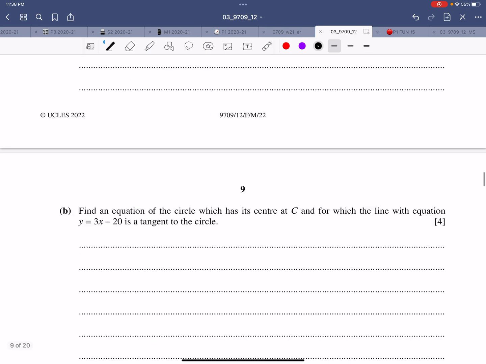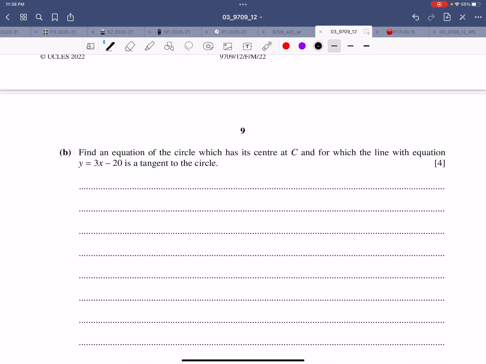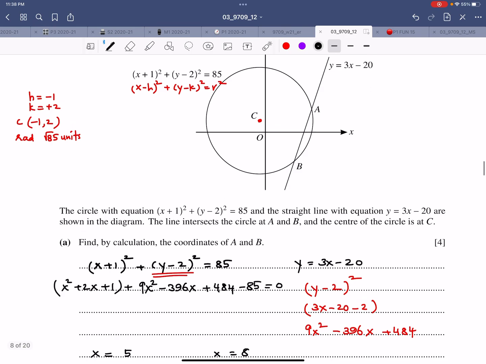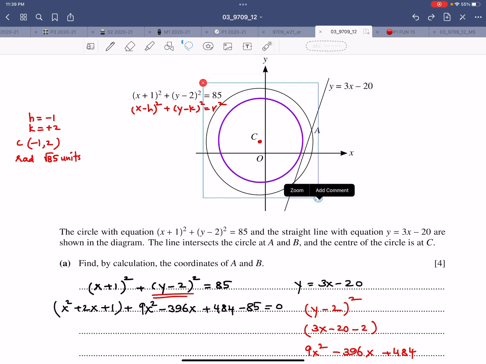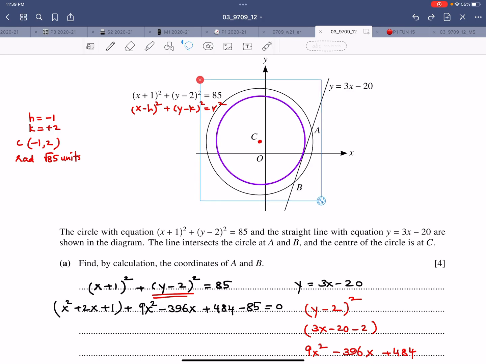Find the equation of a circle which has its center at C, for which the line with the equation is a tangent to the circle. What it means is that there should be a circle. Let me draw a purple circle, a circle such that this line, instead of intersecting, is a tangent. So if I resize this and expand it a bit, something like this. So that's how the scenario would look. Do you get the idea? That means the center is the same, but the radius is reduced.